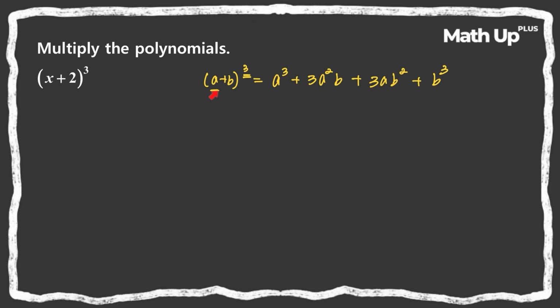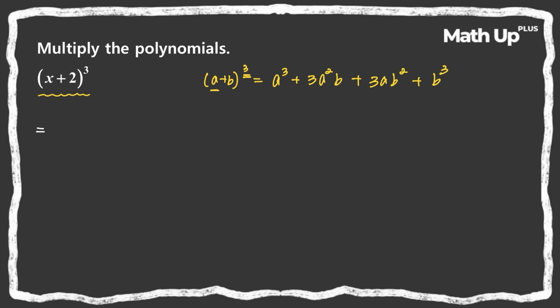First term a: 3, 2, 1, 0. The next term b: 0, 1, 2, 3. So you see the patterns? Now let's expand (x plus 2) cubed.